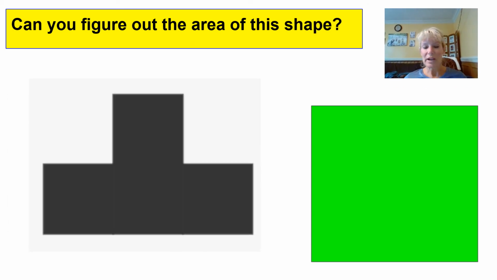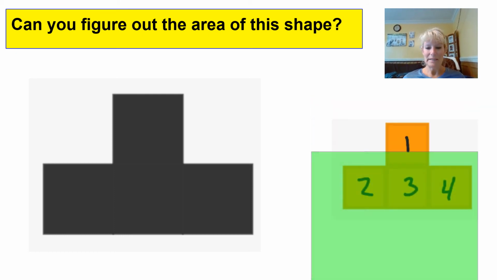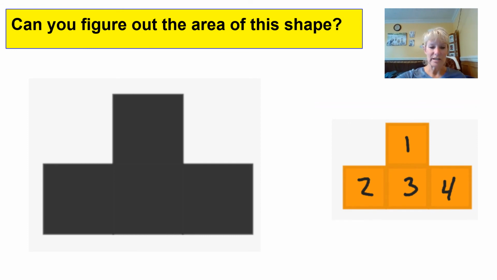Now I'm changing it around a little bit, okay? Can you figure out the area of this shape even though there are no boxes there, okay? So underneath the green, I actually have the boxes, but I want to know if you can sort of figure that out. So try it. Okay, let me let you take a look at what it actually looks like. So this is a square, this is a square, and this is a square. So this first one might be a little tricky. All right, so I had a total of 4 square units.